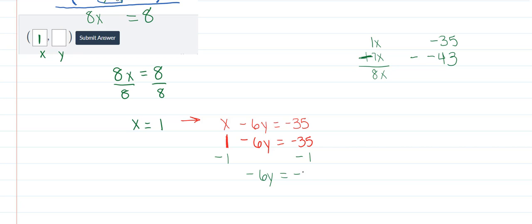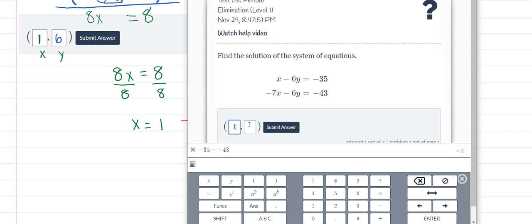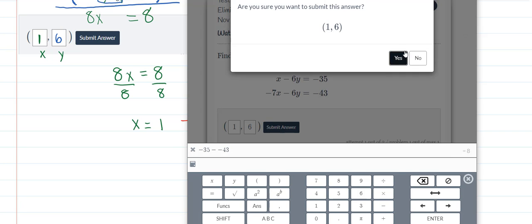Negative 35 minus 1 is negative 36. All right, and you can always double check that in a calculator. I highly encourage that. And I'm going to divide both sides by negative 6. And I get that y is 6. All right, and that is the other part of my answer here. So my answer is 1, 6. I'm going to go back to Delta Math, just plug that in real quick, make sure we got it.